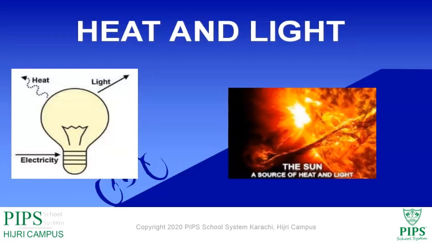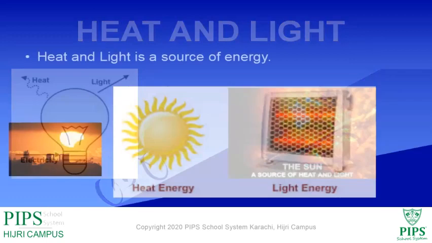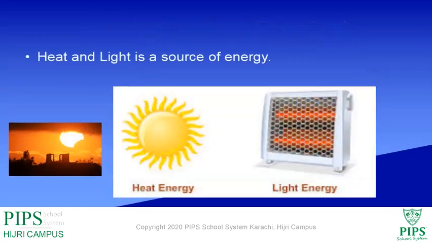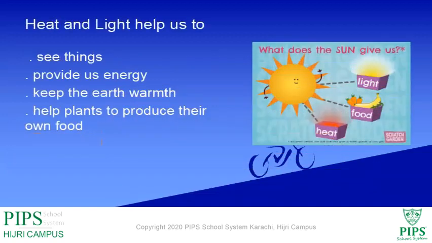Do you know what is heat and light and what are the sources of heat and light? Heat and light is a type of energy and the sources of heat and light are like the sun and the electricity bulb. Today we will learn about the sources of heat and light. Okay? So, heat and light is a source of energy. You can see in the picture also the heat energy and the light energy as well.